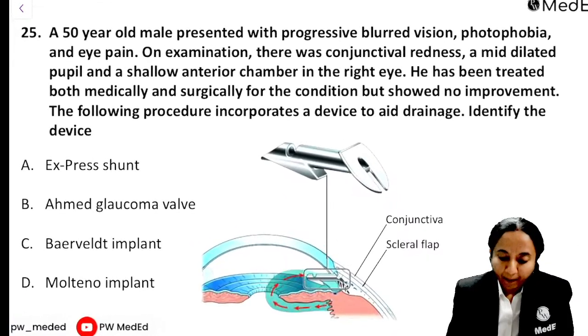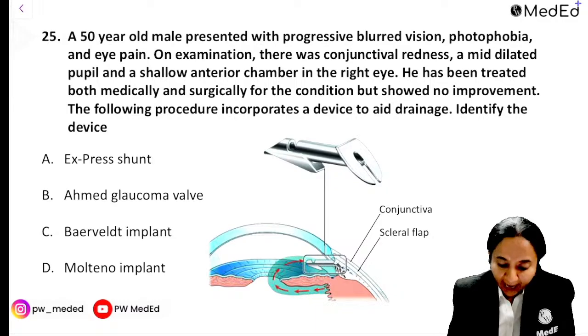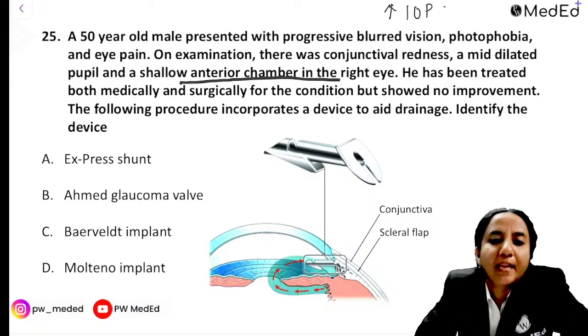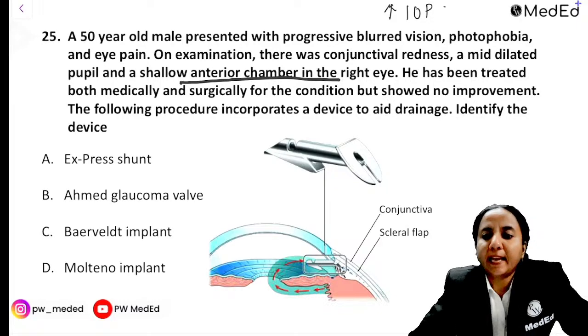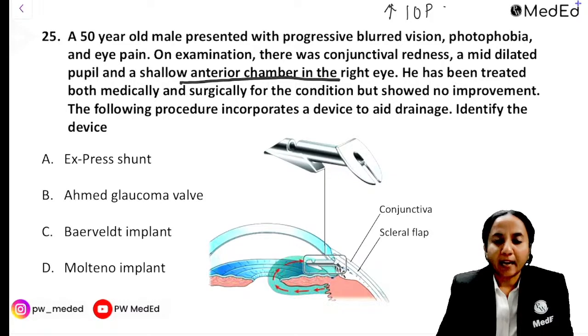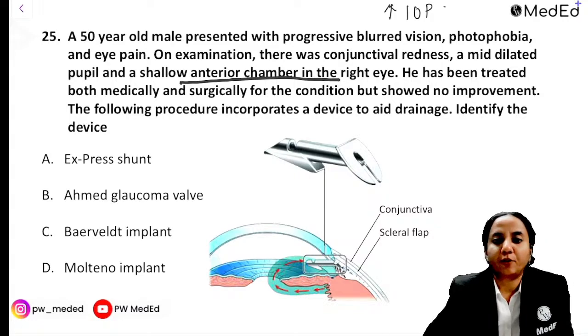A patient presents with blurred vision, photophobia and eye pain. Now there is a shallow anterior chamber. Ideally they should have mentioned that there is high intraocular pressure, but they have not mentioned that. And he has been treated medically and surgically, but he has not shown any improvement. Now, which is the procedure that needs to be done for this patient?